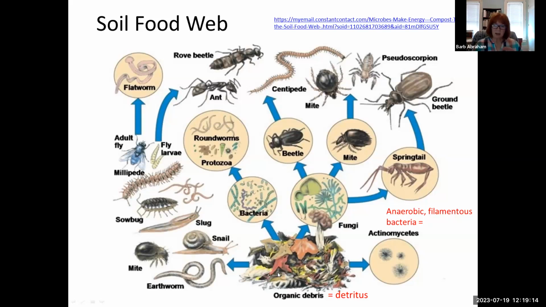There are some things in this diagram that are not arthropods. So here are your primary decomposers, the bacteria and the fungi, and the actinomycetes are just a different kind of bacteria. But you also see some worms of various kinds in here, and you see some mollusks. Okay, so we haven't talked about those because they're not arthropods, but they are all parts of the soil food web. Remember, either below the soil or at the soil surface in that O or organic layer.